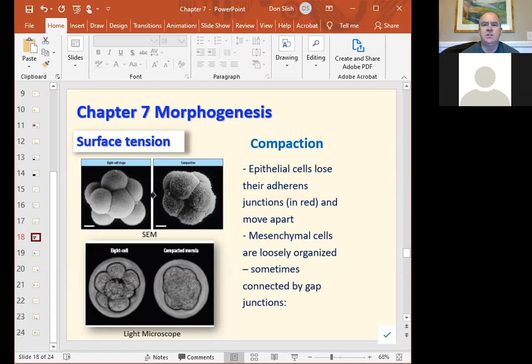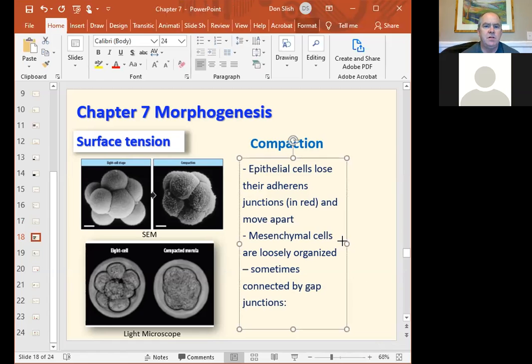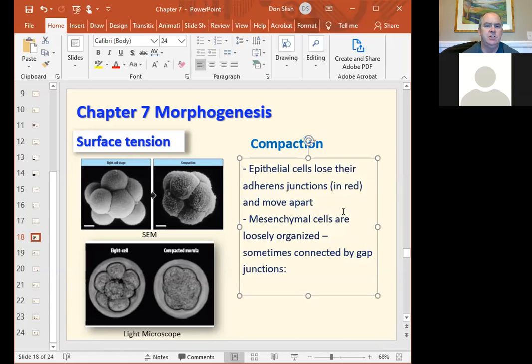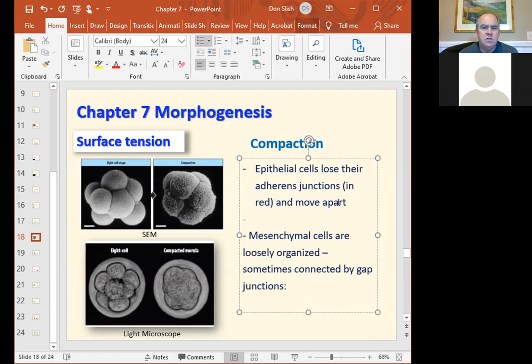So in compaction, your epithelial cells lose their adherens junctions. Oops. Epithelial cells lose their adherens junctions. Oh, what? No. Oh, I never did this. Oh, shoot.